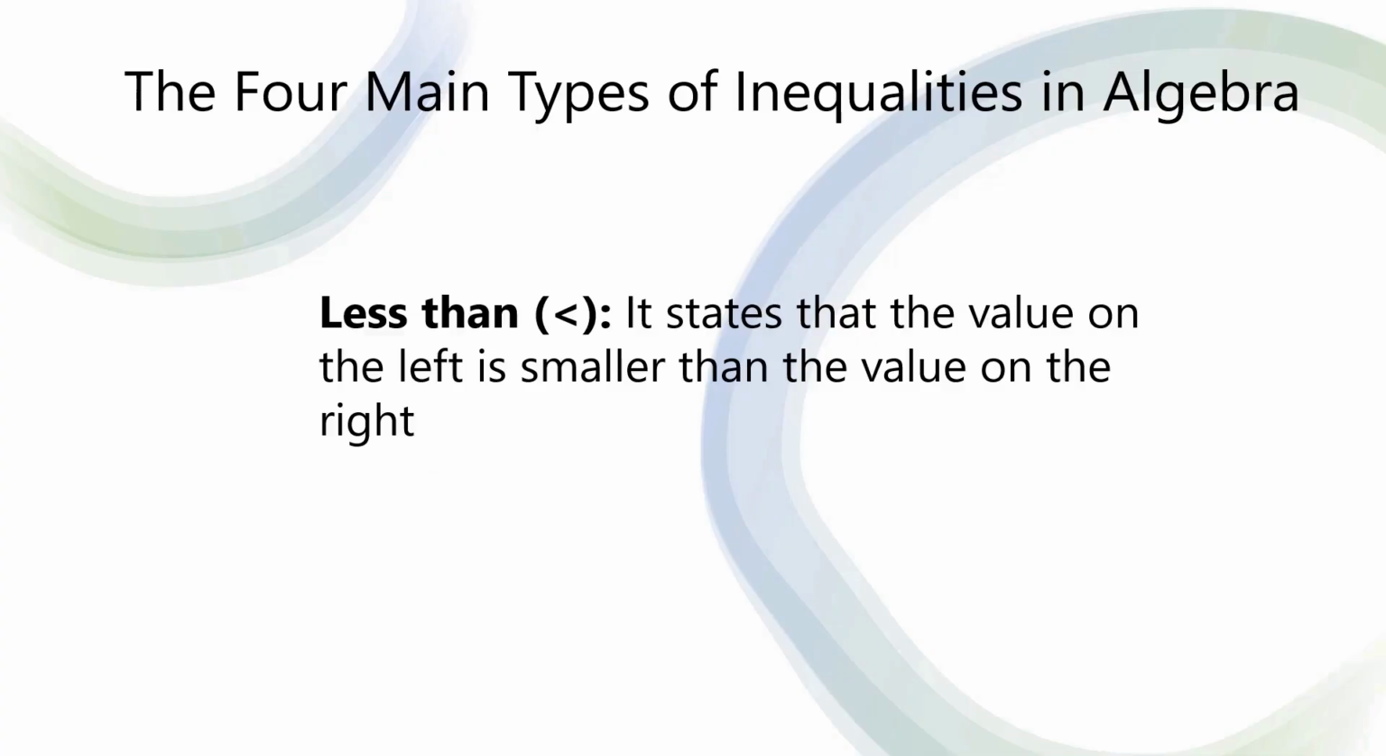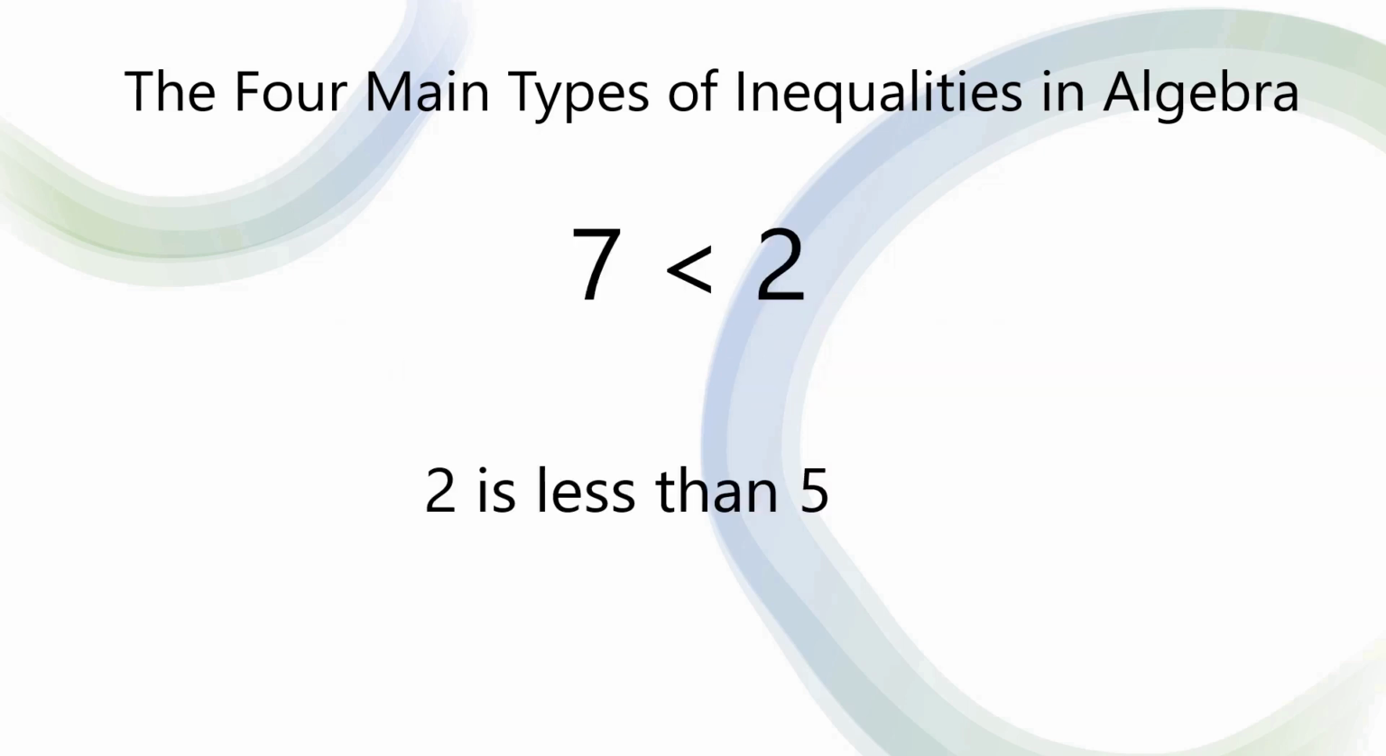2. Less than. The less than inequality, denoted by the symbol <, is also used to compare values or expressions. It states that the value on the left is smaller than the value on the right. For instance, 2 < 7 signifies that 2 is less than 7.